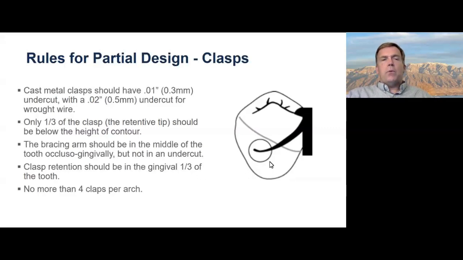As much as possible, we want to have the clasp retention in the gingival third of the tooth, again, so we're not torquing on the tooth. We don't want to put too much leverage on the clasp so that it moves the tooth. We want to put that force down as low as possible. And again, in the interest of simplicity, we don't need more than 4 clasps per arch. If we have a design that has 6 or 8 clasps, that's probably a little bit of overkill, and we should look at ways to simplify the case.